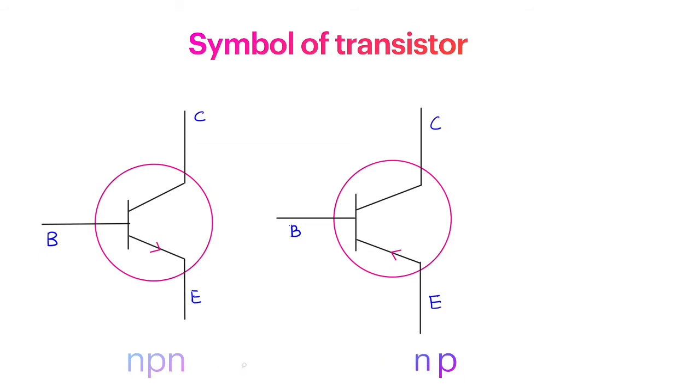And similarly, in a PNP transistor, you can see the holes are the majority carriers and they will be moving from emitter to base. So the arrow represents the direction of current from emitter to base. And you can see clearly why the current flows in this direction in the working of the transistor.